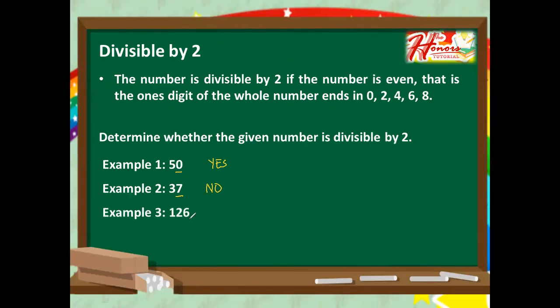126. 126 ends in 6. Is it an even number? Yes, it is. Why? Because it ends in 6. Is it divisible by 2? Yes, because even numbers are divisible by 2.